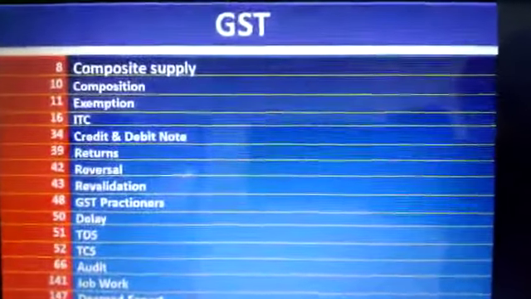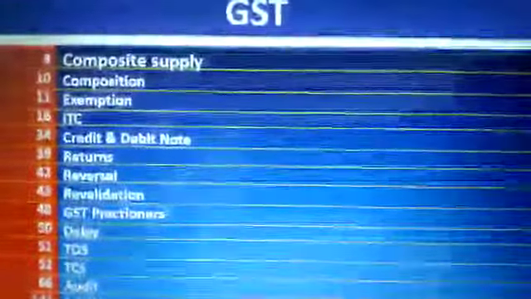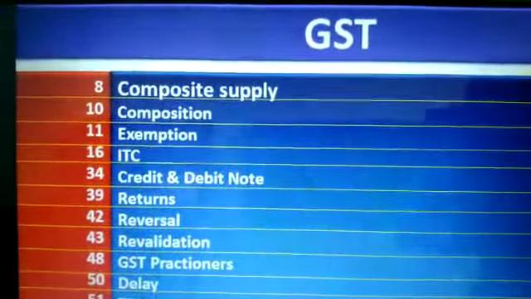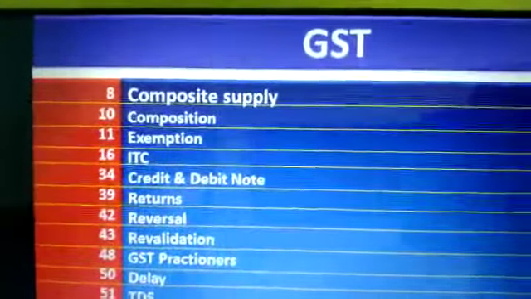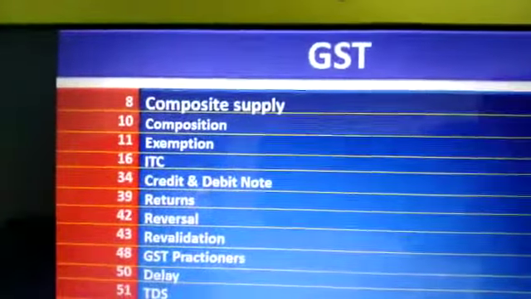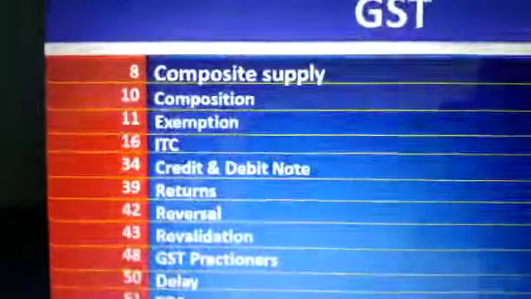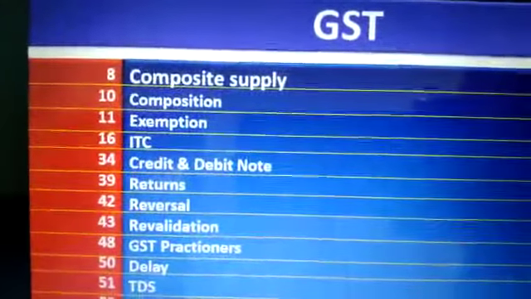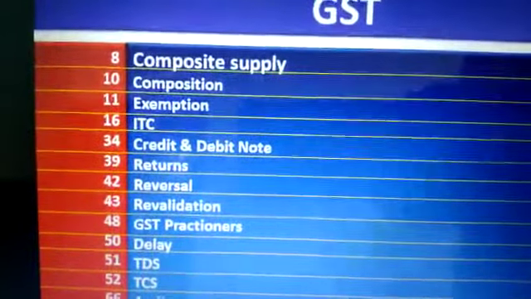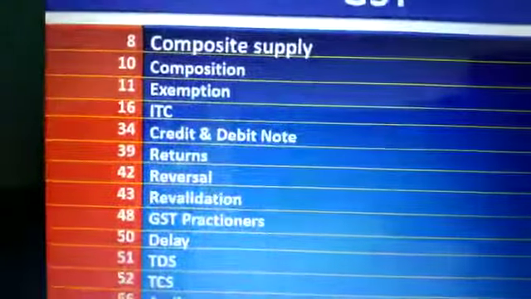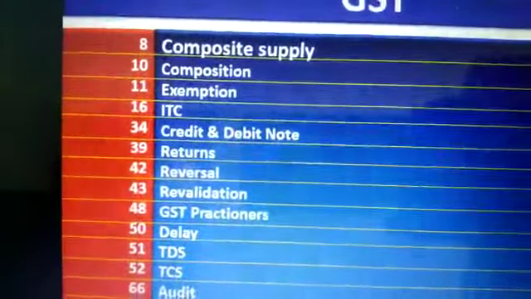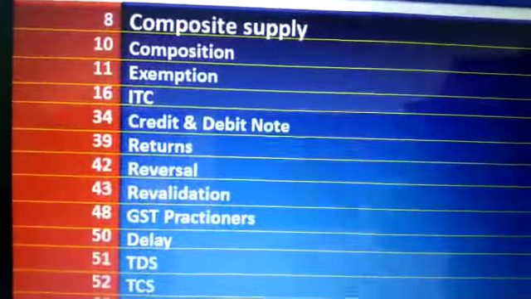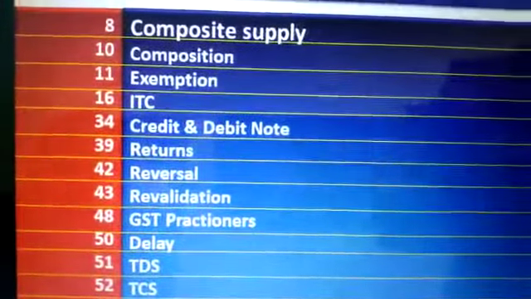Okay, so what I have done is I have taken out the most important sections and listed them separately. What are the most important sections? I'll start with section 8, which talks about composite supply. Means more than one product in a package. A product, its accessories, multiple products. All these are covered under section 8. Section 10 is about composition taxpayers. We have discussed that before. Section 11, exemption. Charitable organizations, international organizations, embassies, etc.